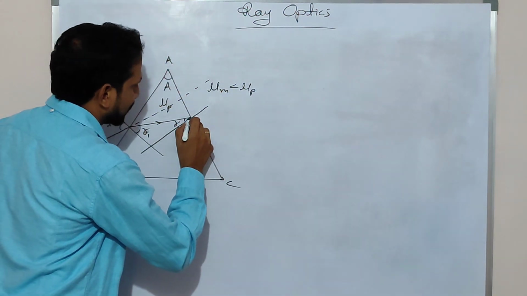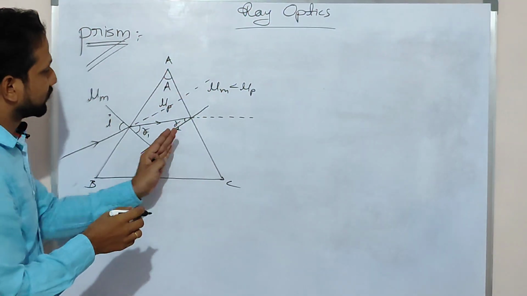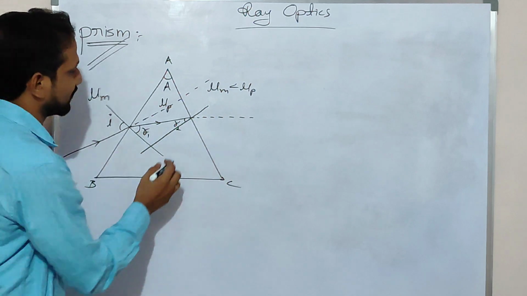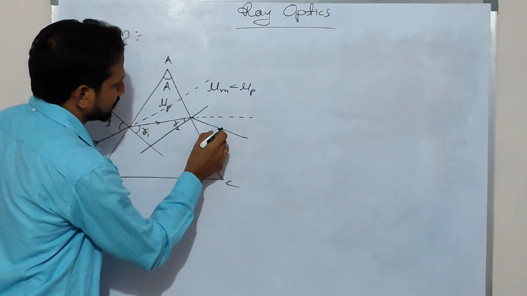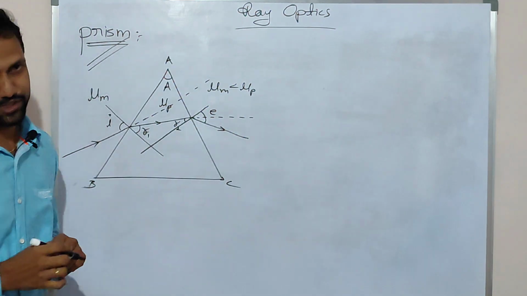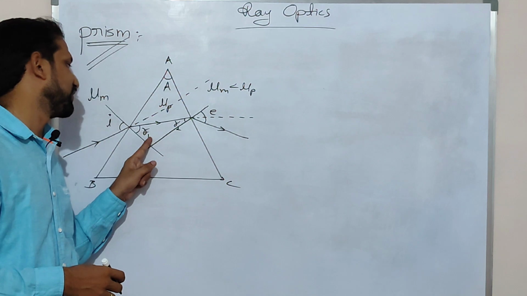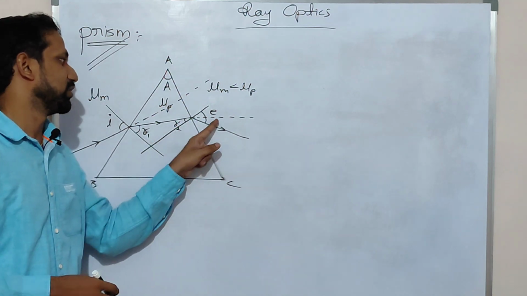The actual path of the light ray is this, but it is going from denser to rarer, so it should deviate away from the normal. So it will be deviating. This angle we call the angle of emergence. I hope you got it. So angle of incidence, angle of refraction, angle of incidence, angle of emergence.